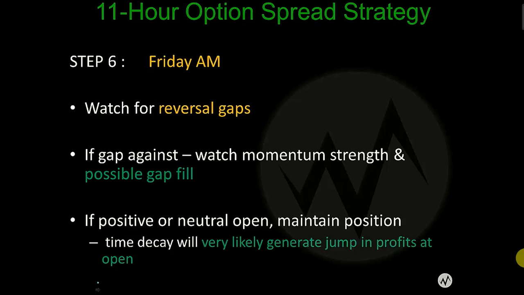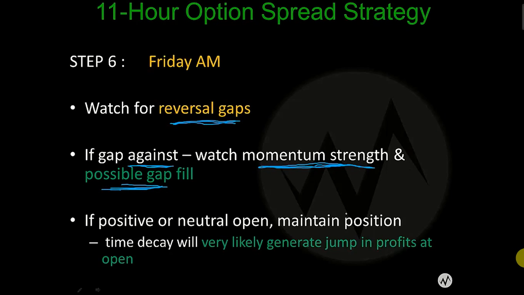You watch your stock for a potential reversal gap. You're bearish and you gap up in the morning. You're bullish and you gap down in the morning. All right, if it is moving against you, watch the momentum and strength of both the stock and the underlying index. Okay? Watch the underlying stock and the index, because that gap may fill. It just might be momentary weakness, and then it's going to fill and it's going to go your way.